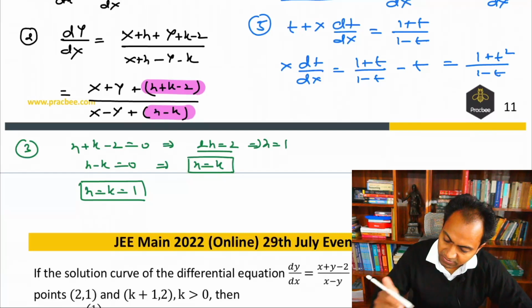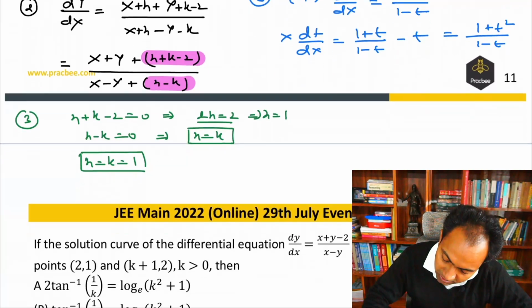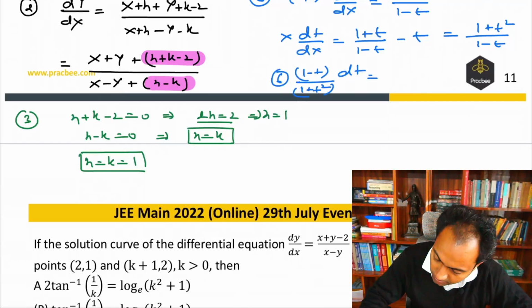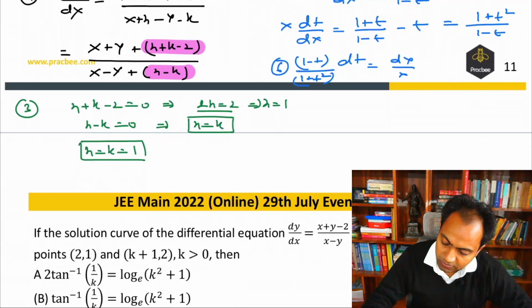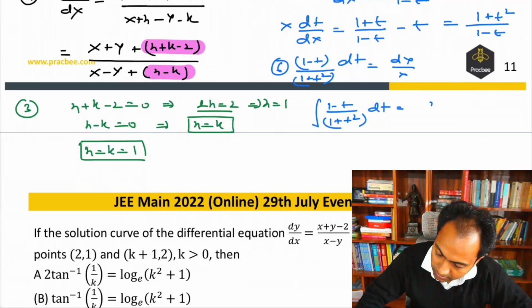Now once I have this, the next step becomes very simple. We can separate the variables in the sixth part. So in the sixth part, let us separate the variables. This will become dt into 1 minus t by 1 plus t square, and this will become d of capital X by X. Now once the variables are separated, we can integrate it. So the integral of 1 minus t by 1 plus t square dt is equal to dX by X.